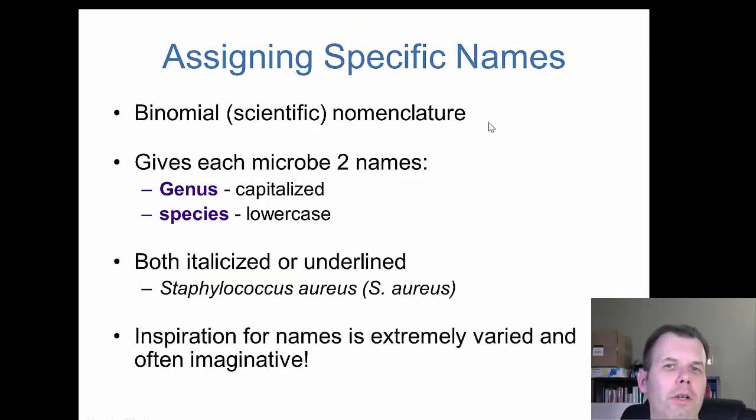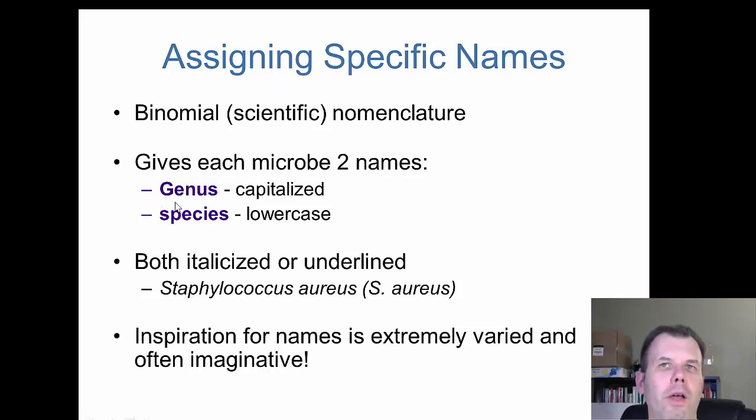So the last thing we're going to discuss is, again, looking at the assigning of scientific names. We call this binomial nomenclature, meaning two names. You have a first and last name, and so do all organisms. Those organisms have what are called the genus, which is the first name, and the species, which is the second name. Okay, so the genus is capitalized with the big letter, and the species is lowercase.